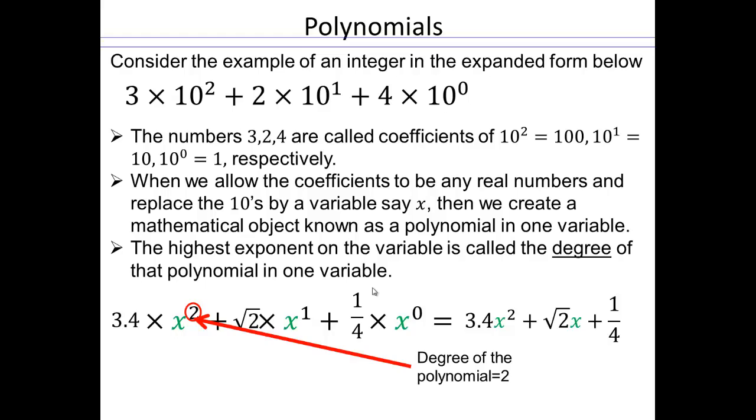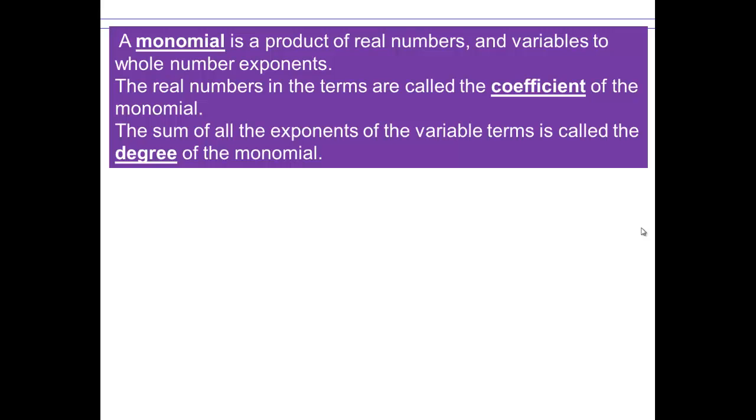The highest exponent on the variable is called the degree of the polynomial in one variable. So the degree of the polynomial in one variable is the highest power that occurs in all of the terms that you see here added together. So let's take a look at some definitions.